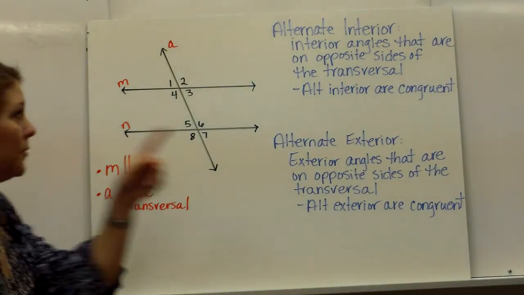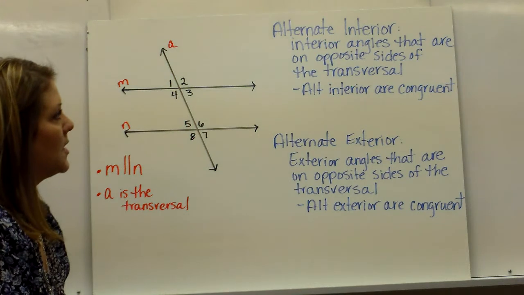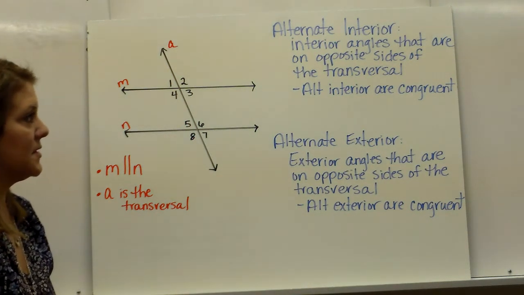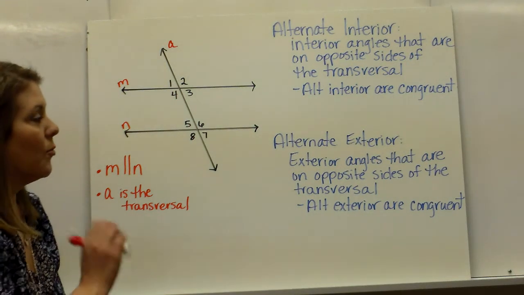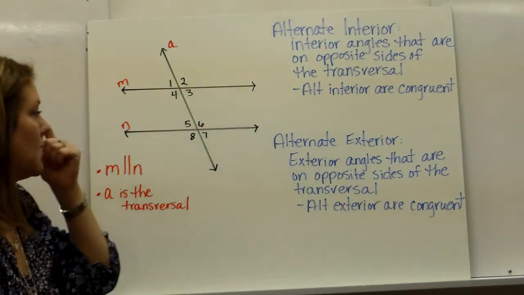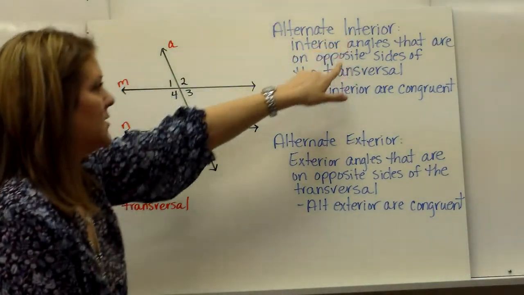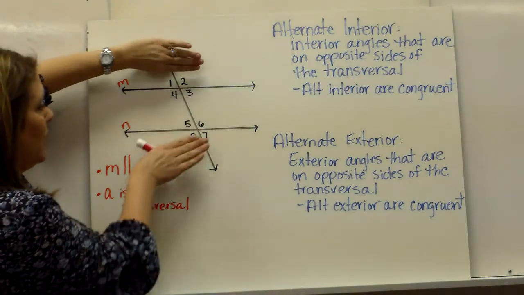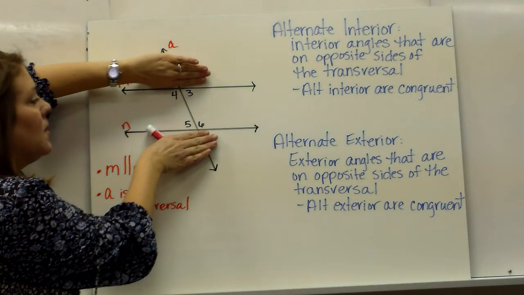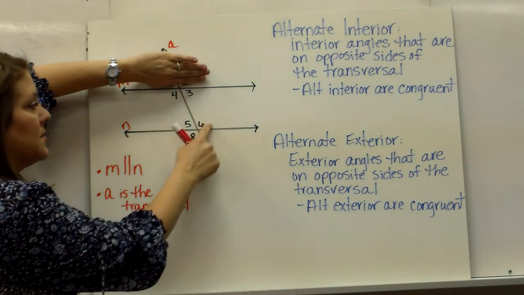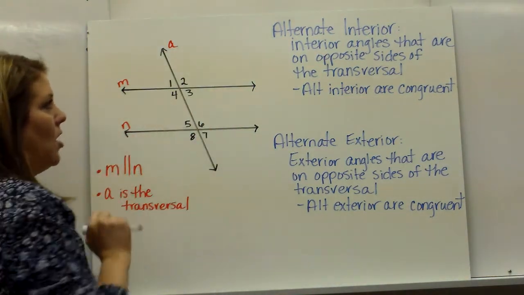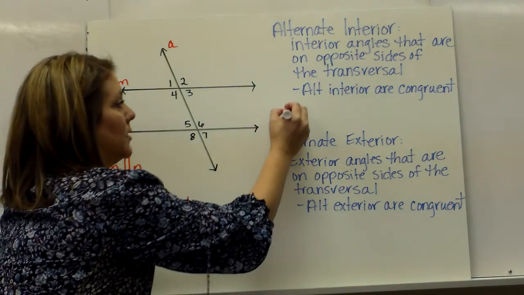Okay. Now we're going to look at alternate interiors. Alternate interior angles are interior angles that are on opposite sides of the transversal. One thing to know that's very important, alternate interior angles are congruent. So, since we have that word interior, then we're going to be looking at those 4 angles that are on the inside, 4, 3, 5, and 6. Angle 4 and angle 6 are on opposite sides of that transversal. That means that they are alternate interiors and they're going to be congruent.